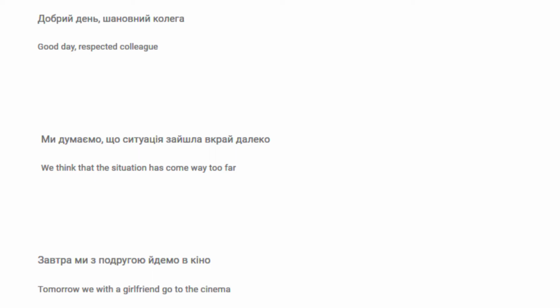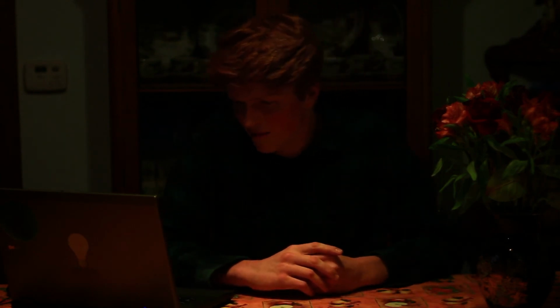But okay, the next sentence we have says, Zavtra mi z podruhою idemo v kino. And that means tomorrow we with a girlfriend go to the cinema. You can see how it sounds weird in English because that's obviously not our syntactic rules. We wouldn't think of that as a well-constructed sentence, so to speak. It's not valid. But in Ukrainian, that's just how they naturally order their words to make a sentence. And so that's helpful.